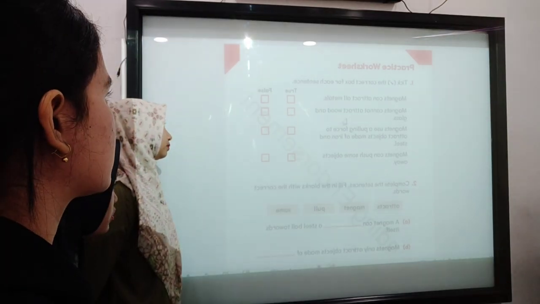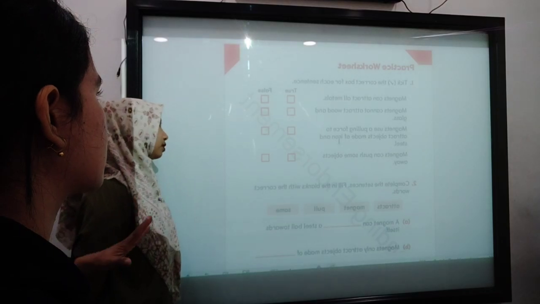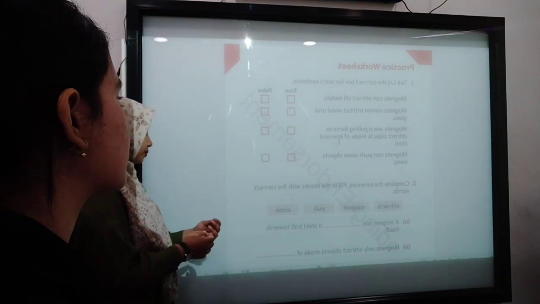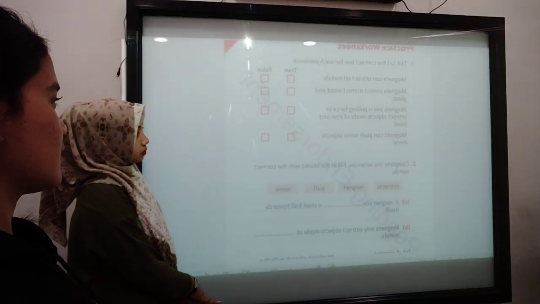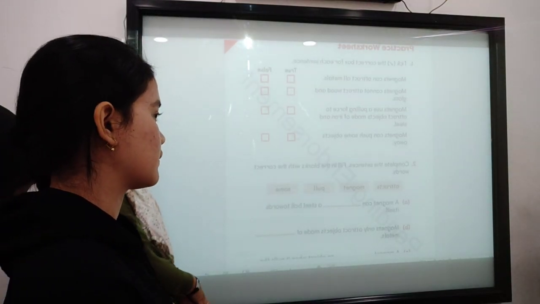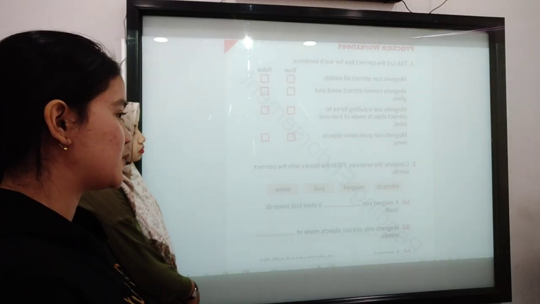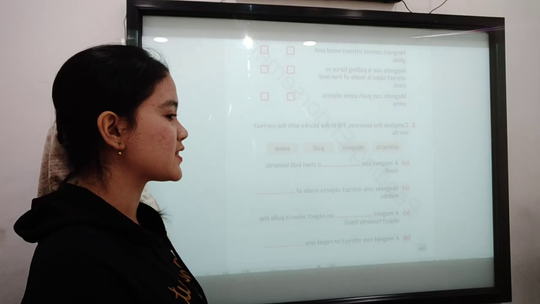Okay, now I'm trying to get that last one. Use a pulling force here, right? Yes, to attract objects by magnets. Okay, Miss Sonia, please give some examples that can be or cannot be attracted by a magnet. Some objects that can be attracted by a magnet are objects made from steel and iron.